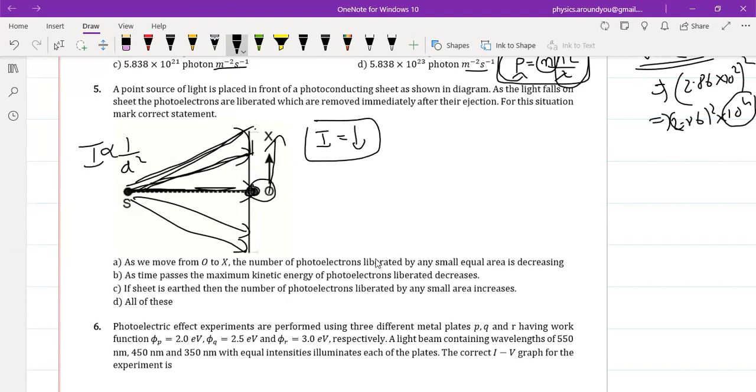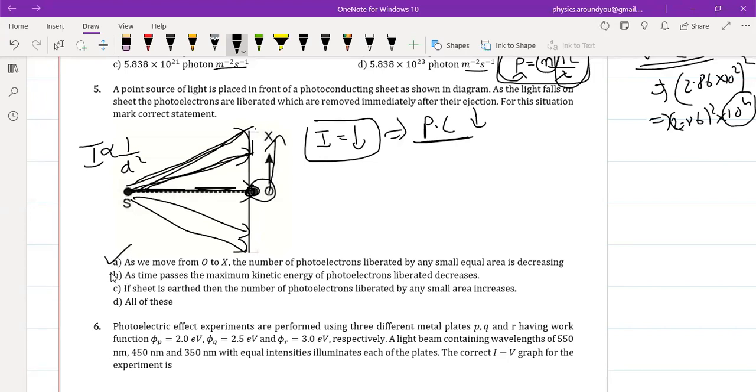If intensity is reducing, what can happen to photoelectrons? We know that photocurrent is directly dependent on intensity. If intensity is reducing, photocurrent would reduce. Therefore, option A is right.